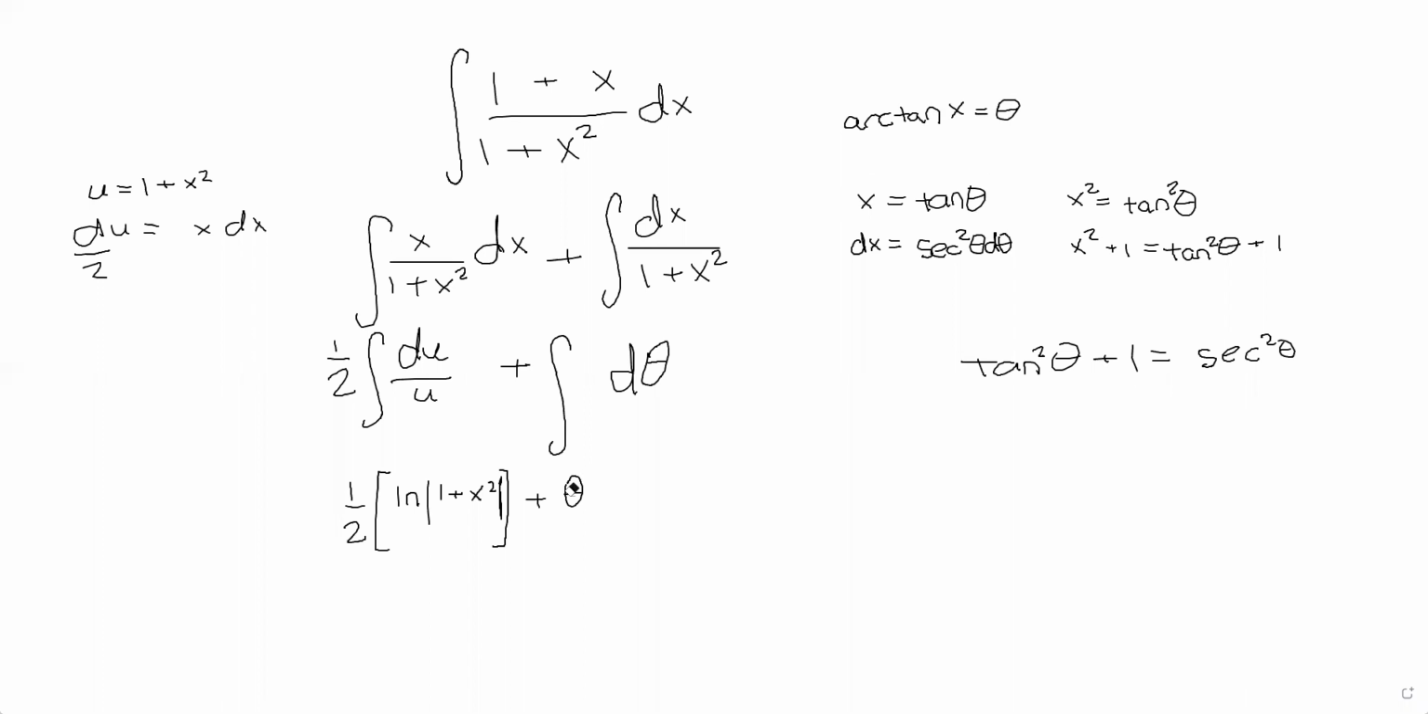So I'm going to replace this theta down here with arctangent of x. Inverse tangent of x is another way of saying it. The arctangent is the inverse tangent of the argument. In this case, the argument is x plus c. All right.